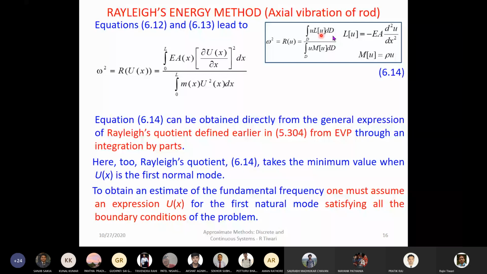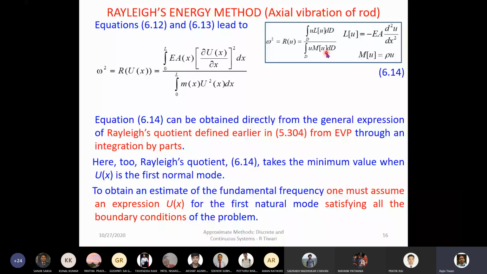Here, this differentiation is having some meaning, because you can see that here the differentiation is one less, and actually both this form and this form are the same. In fact, from here, if we substitute this L operator and M operator, anyway it will give the same thing.